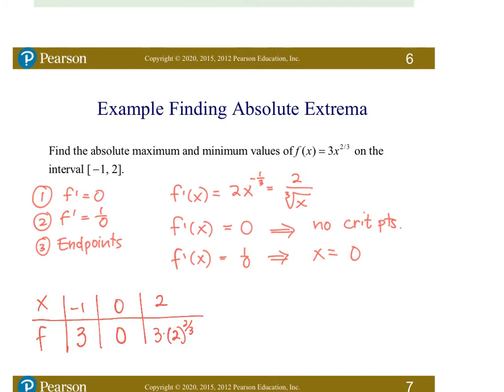And so I've got my max compared to my min, and those are the absolutes. And then this one is local, and it is a local maximum because it's higher than 0, but it is not the highest. So I've got my absolute max and I have my absolute min.